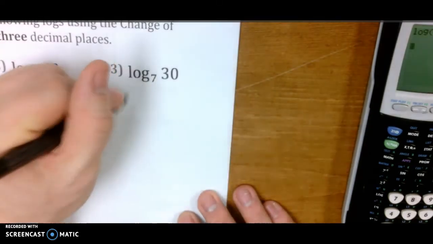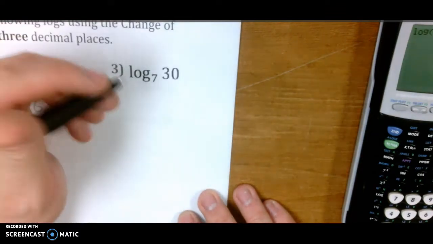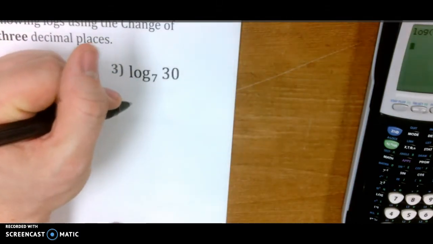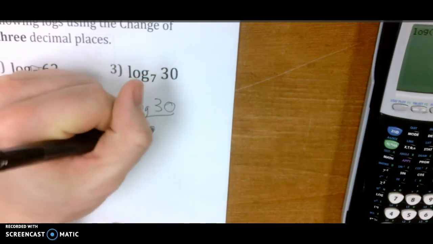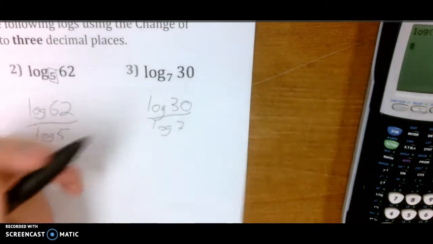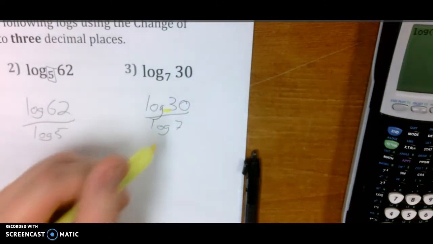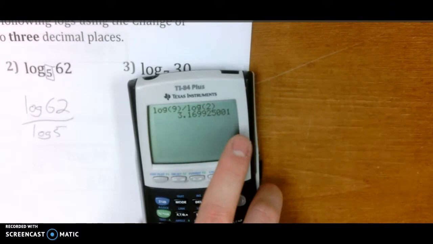Number 3, log base 7 of 30. 7 to what power gives you 30? Well, I know it's going to be between 1 and 2 because 7 to the first is 7. 7 squared is 49. This would be log 30 over log 7. Again, if there's no base written on these, then we're going to assume it's a base 10. And if it's a base 10, our calculators know how to handle it.